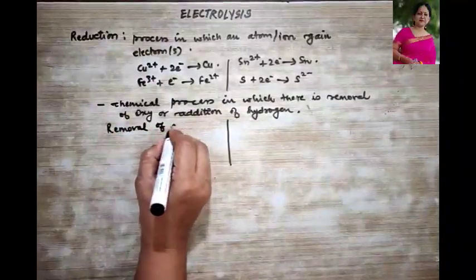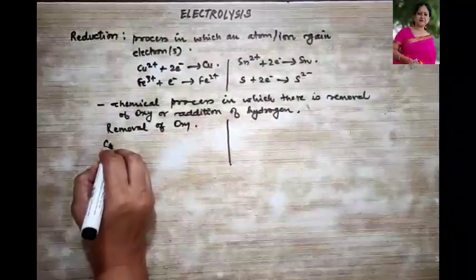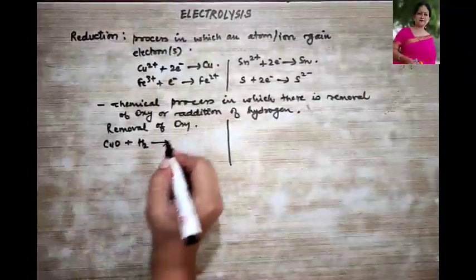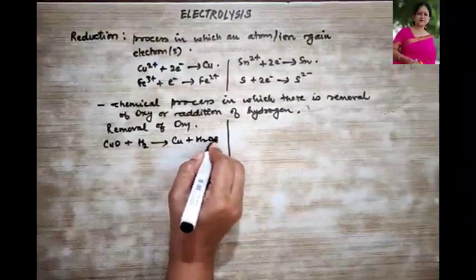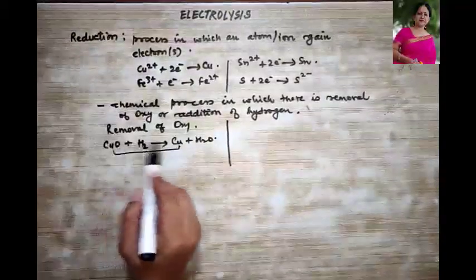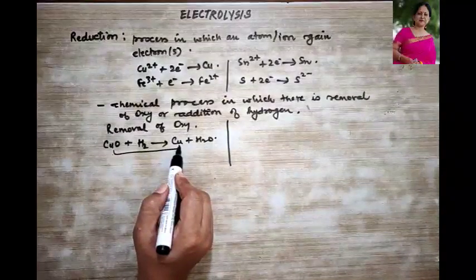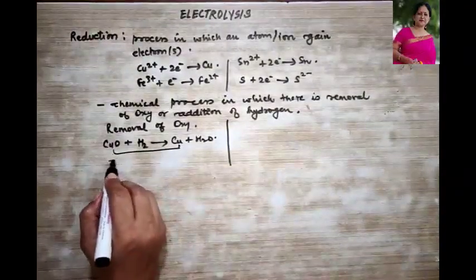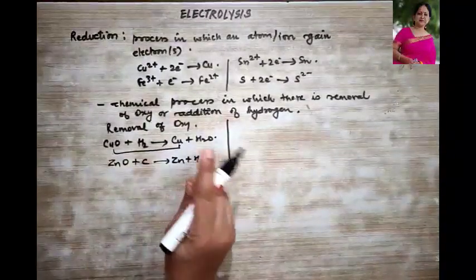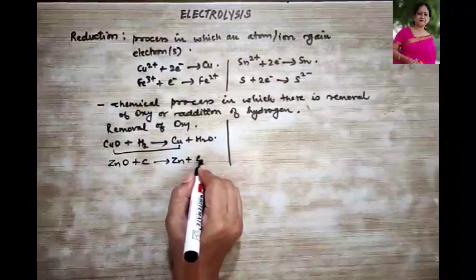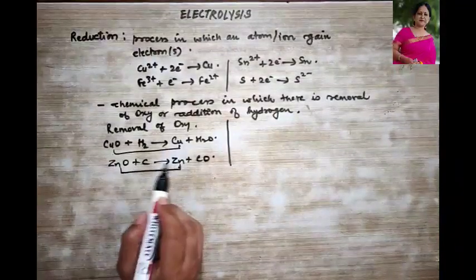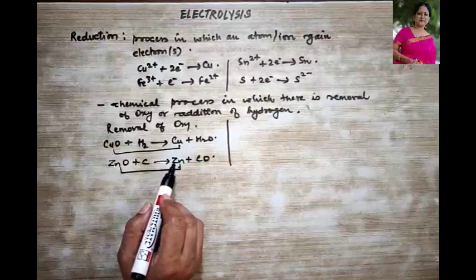Let's take some examples. Removal of oxygen: for example, copper oxide. Suppose I add hydrogen to it, what is it going to give you? Cu plus H2O. Copper oxide changes to copper, removal of oxygen. Therefore this is reduction. Similarly, ZnO plus C will form Zn plus CO. ZnO, with removal of oxygen, forms Zn. So this is reduction taking place.